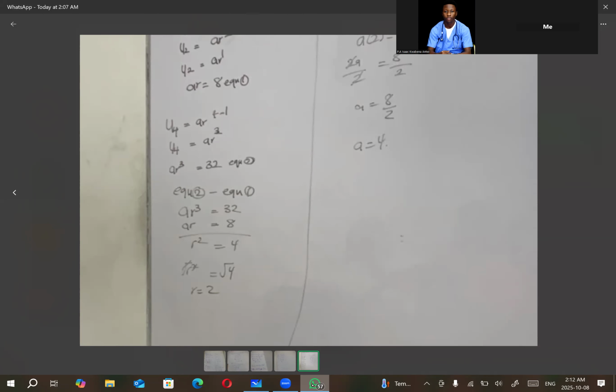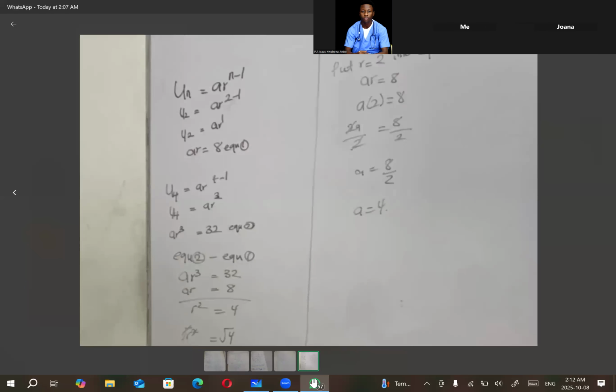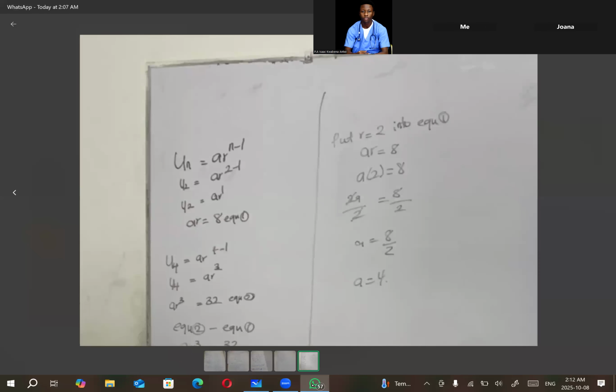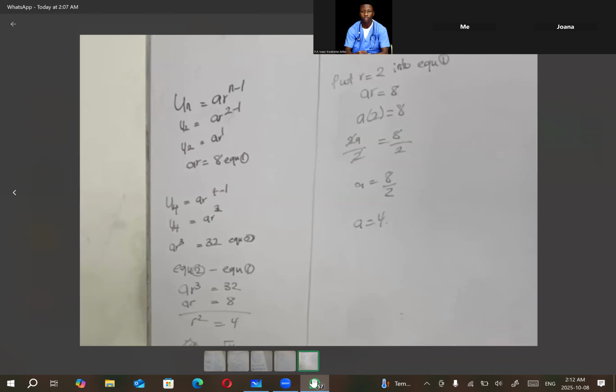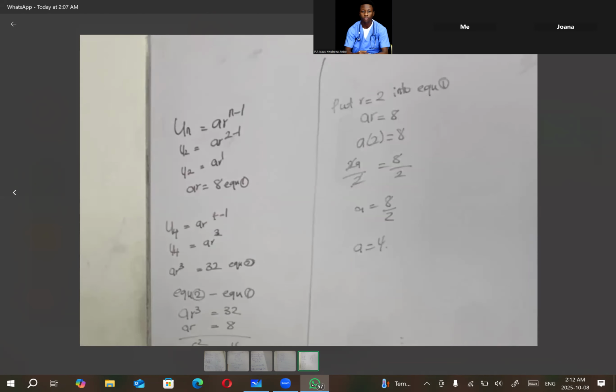Then now you take square roots because you want to remove the square. And in math, whatever you do on the left-hand side, you have to do the same thing on the right-hand side. So since you're taking square root here, you have to take square root at the other side. So R is equal to 2. Then you put R equals 2 into equation 1. Equation 1 is AR equals 8. So wherever you see R, you put 2 there. So you have 2A equals 8. A is equal to 8 over 2. A is equal to 4.